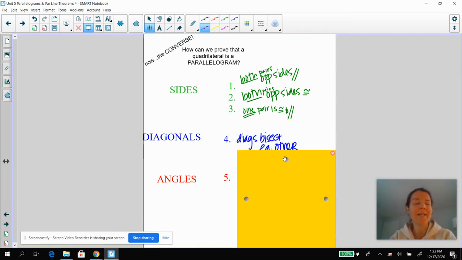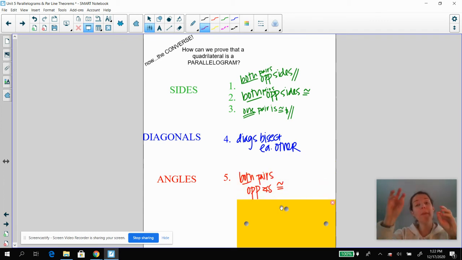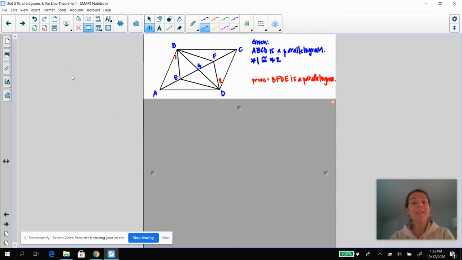All right, moving on to diagonals. Hopefully you figured this out. If I can prove that the diagonals bisect each other, then I know that it's a parallelogram. And the last one is if I can prove that both pairs of opposite angles are congruent to each other, then I know it's a parallelogram. So make sure you feel really, really good about this. Pause the video for a little bit if you want to, and just make sure you understand these 5 ways to prove that something is a parallelogram. Because we're going to jump into this proof. So pause the video and try it.